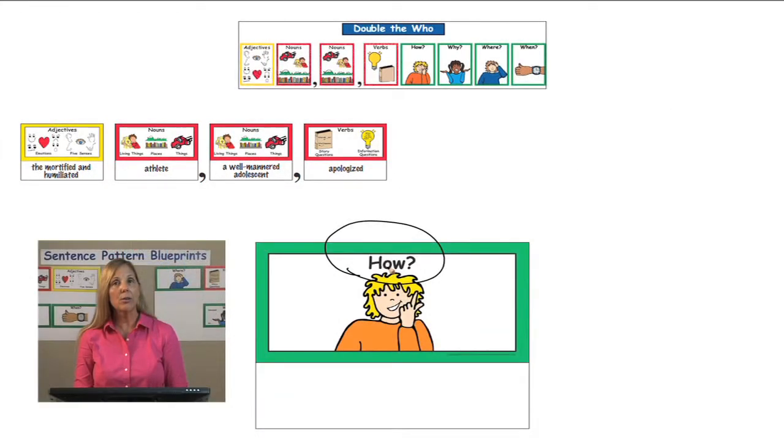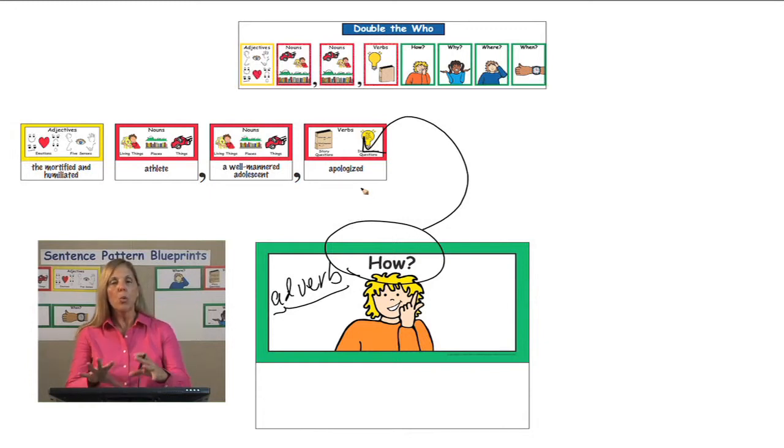We are going to start with our how green card, and we're always going to ask the verb the how question, an adverb. How did the athlete apologize? That's going to be important that our students understand. Boys and girls, we're going to grab the how card and we're going to ask the verb the how question, so that we create an adverb. The how card is an adverb, and it's going to ask the verb how because it has a crush on the verb. How did you apologize, verb?